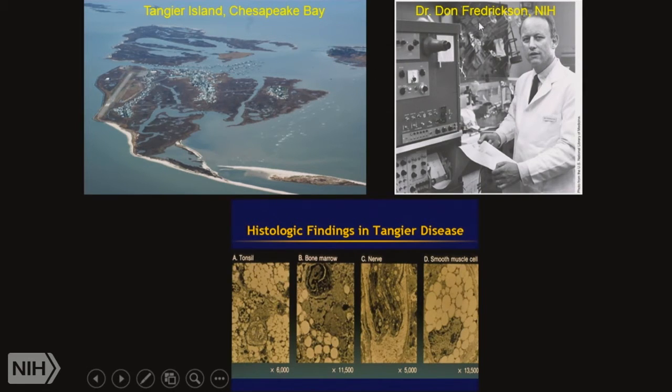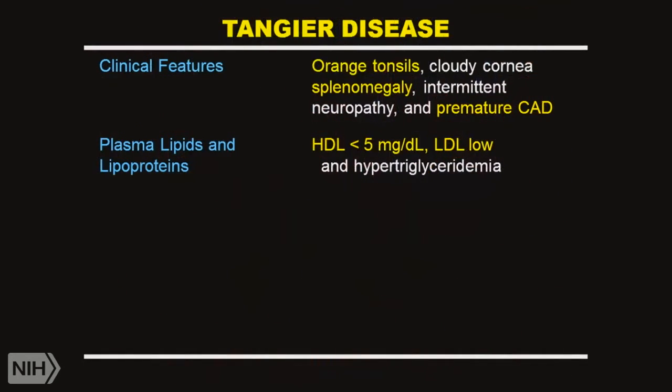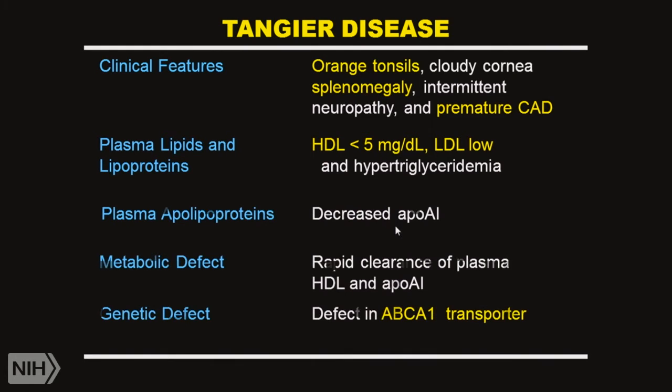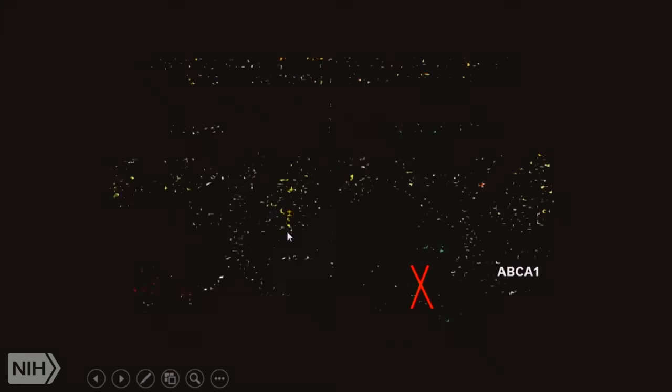Well, Don Fredrickson, one of our former directors of NIH, was the one who discovered Tangier, and he found them in the tonsils and the nerves. So you can kind of see, but the classic was orange tonsils. This is your mouth, that's your uvula and tongue, and they had orange tonsils. So this is one of the 2 probands. And the abnormal particles get into the spleen. They have no HDL, and it's a defect in ABCA1. Once again, it's a dimer, ABC transport.